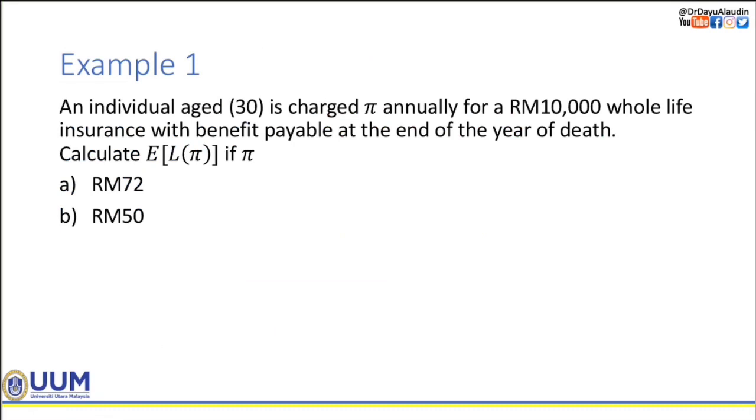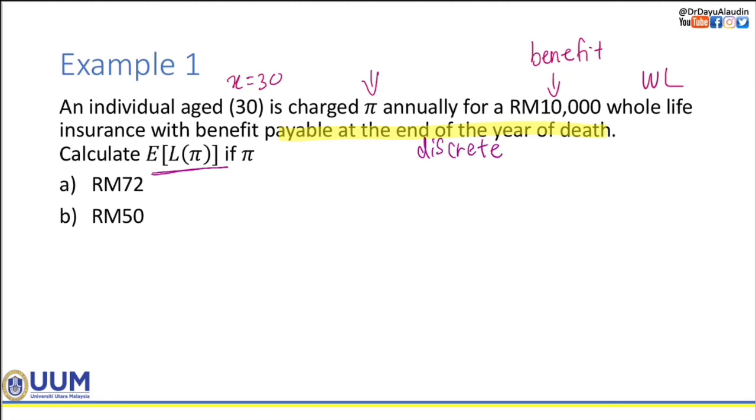So let's try example 1. An individual aged 30, so X is equal to 30, is charged a premium, so this is the premium, annually for a 10,000 whole life insurance, so this is the benefit. This is for the whole life case, with benefit payable at the end of the year of death. So meaning this is for the discrete case. Calculate the expected value of this loss function when the premium is equal to 72.50.